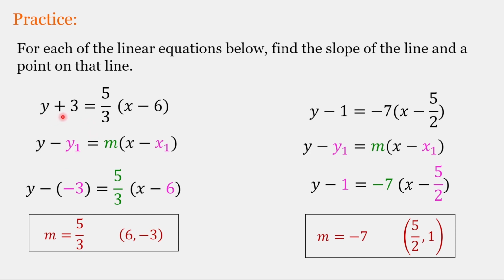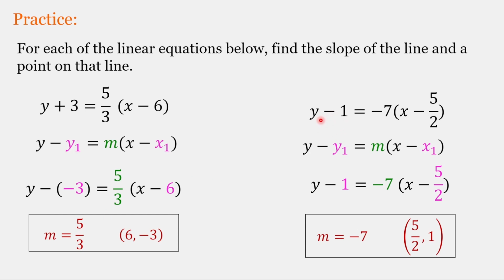For the first problem, we have y plus 3 equal to 5/3 times the quantity x minus 6. So on this left side of the equation, we do have y plus 3. We'll convert that to subtraction, so that becomes y minus a negative 3 equal to 5/3 times the quantity x minus 6. So we have an ordered pair of 6 for the x value, negative 3 for the y value, and a slope of 5/3.